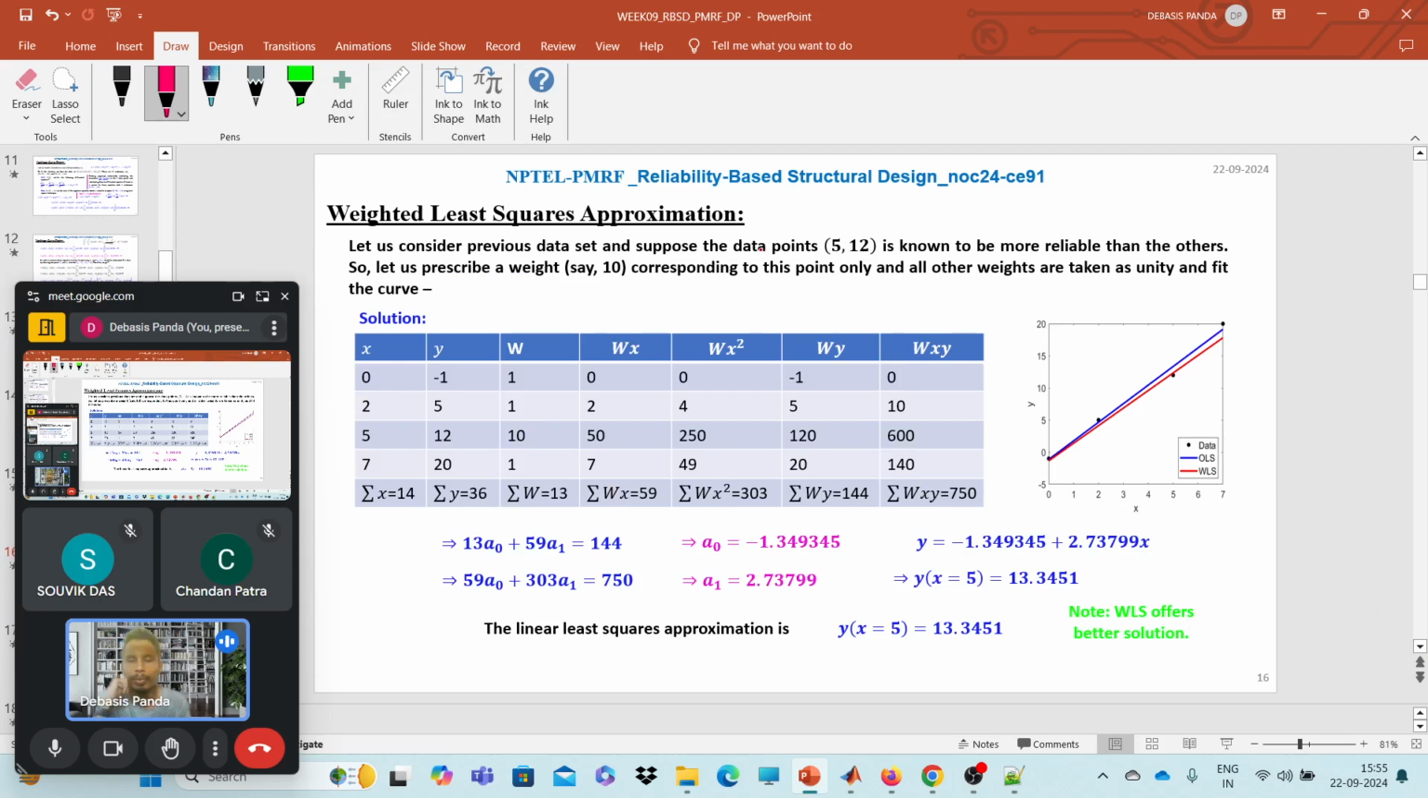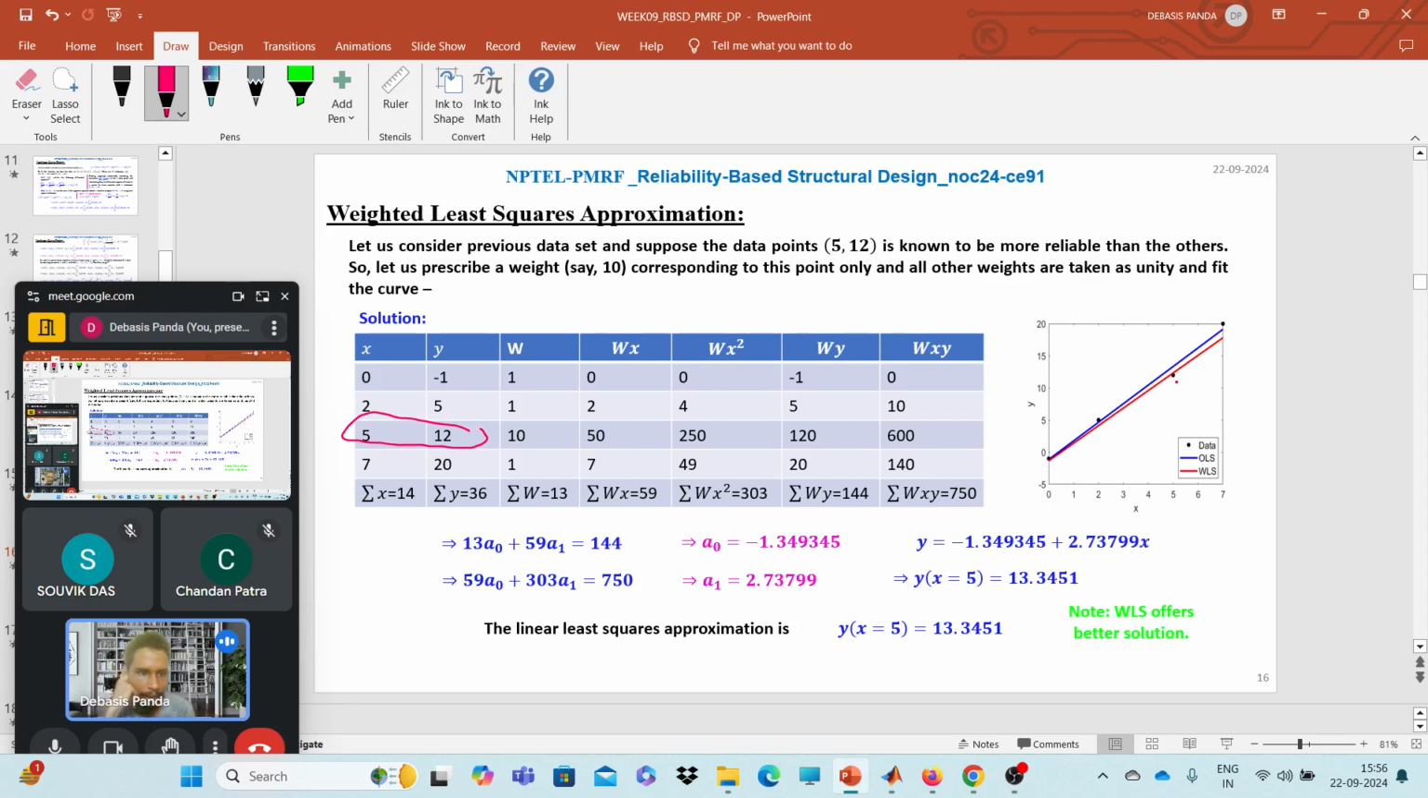Here we can look into this example and see whether introducing some weight to particular points gives us more accurate results or not. We will investigate that using this example. We have this set of data points. Let's consider the previous data sets, which are already given. For the data points 5 and 12, we just introduce one weight, that is 10.